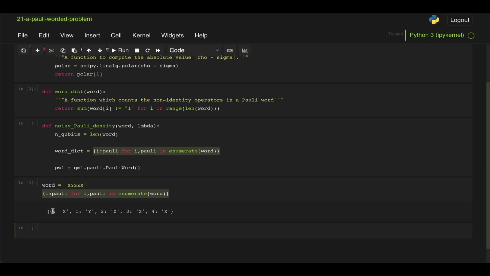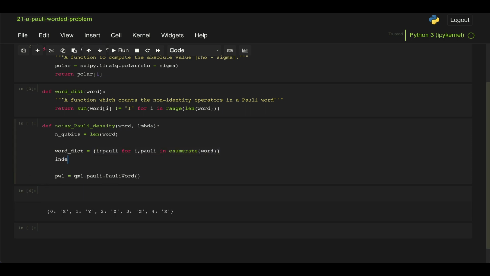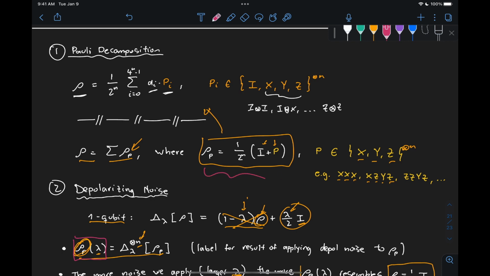So here we see that on qubit 0 we're applying X, on qubit 1 a Y, on qubit 2 a Z, qubit 3 a Z, and qubit 4 an X, right? So that's basically what that word represents. And then we're going to create an identity dictionary, which is basically of the same length as this word dictionary, but just with identities. So basically that is going to allow us to generate these rho sub p's, right?